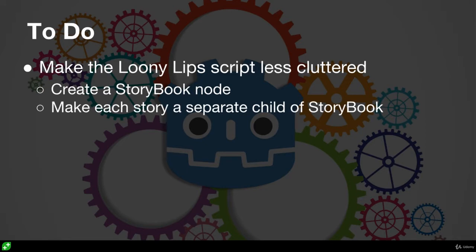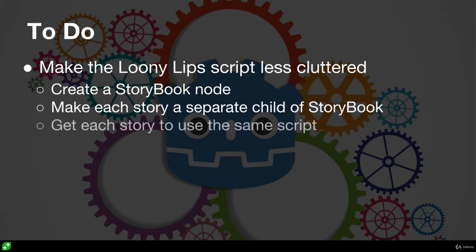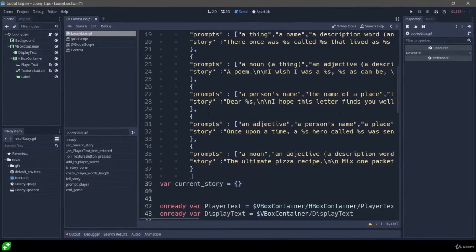I want to make each story a separate child of StoryBook, so I can look at the scene tree and see how many stories I have, and the script should be able to scale automatically, so if I add one or take one away, it won't break the script. I also would like each story to use the same script. I don't really want a new script to hold data for every single story. Let's take a look at what we mean.